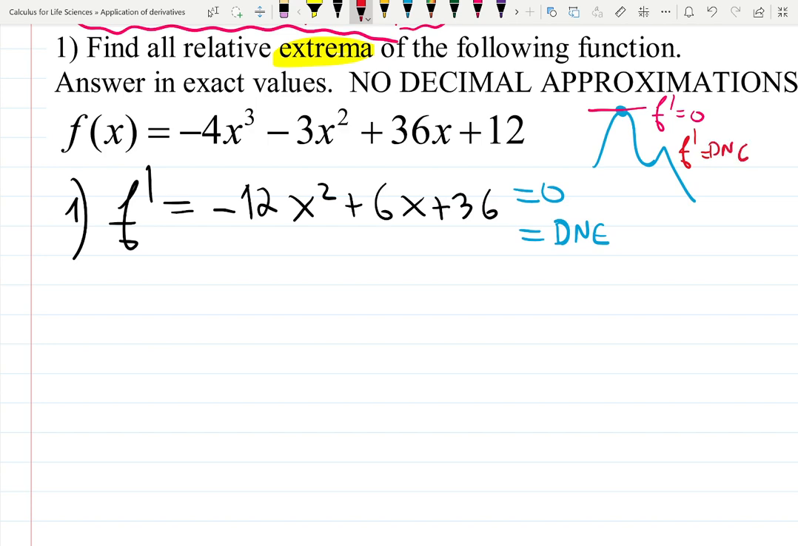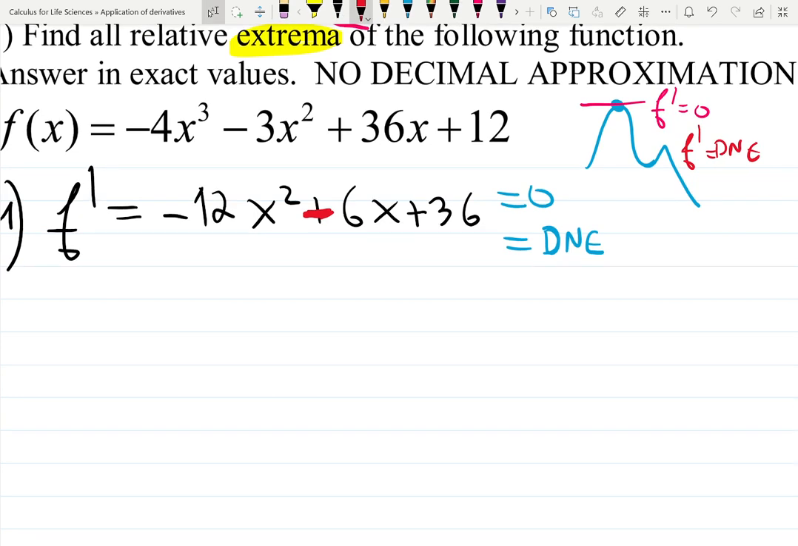DNE. I can see your hand. Just a second. Yes. Is it minus 6x or is it plus? Minus, thank you. Yeah, minus 6x. So catch the mistakes because I want to go fast. Now remember that here the derivative does not exist, and that's why we need to check both.